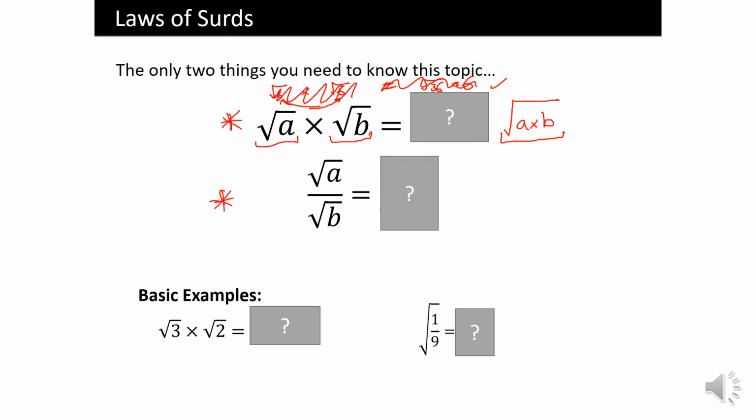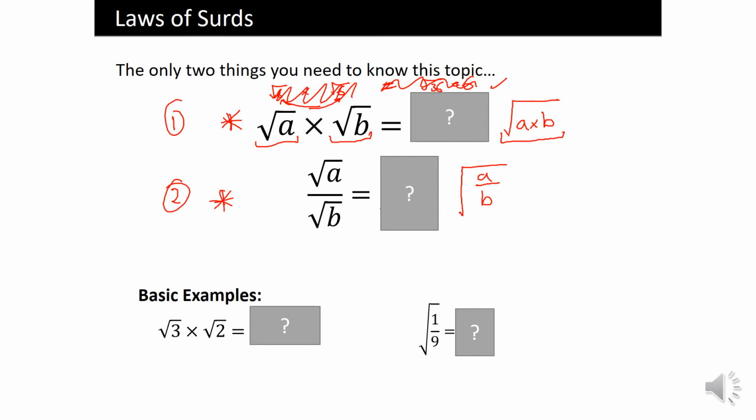Second rule we need to know is if you've got a square root of a divided by square root of b, that is always equal to square root of a over b. So these 2 rules are really, really crucial. So I'd make a note of these because you'll be using them a lot this lesson.